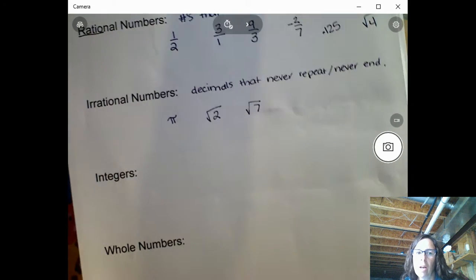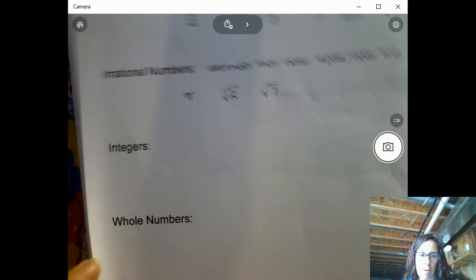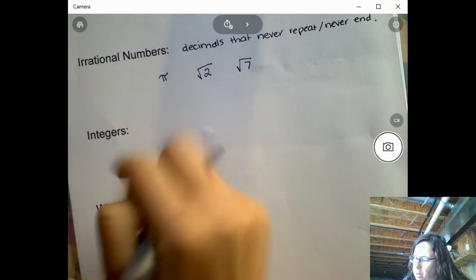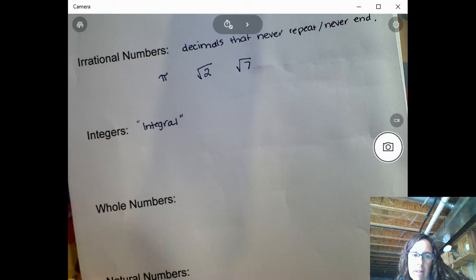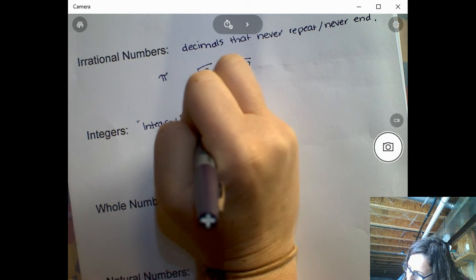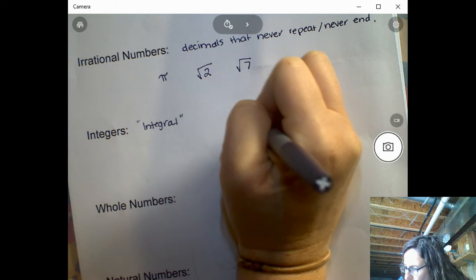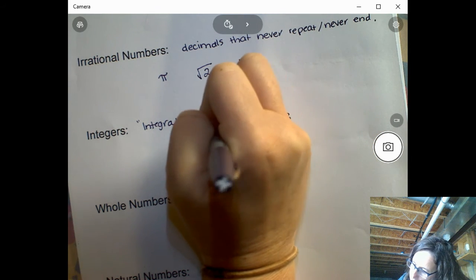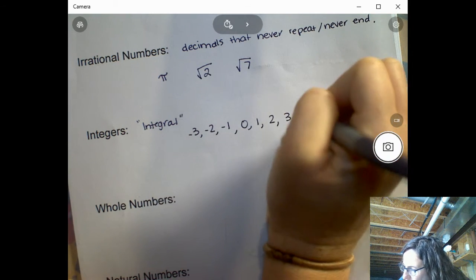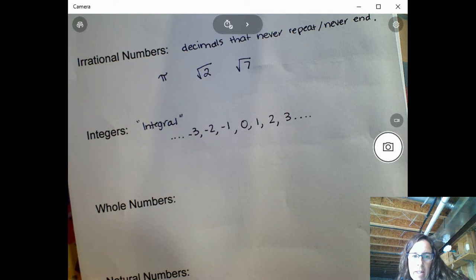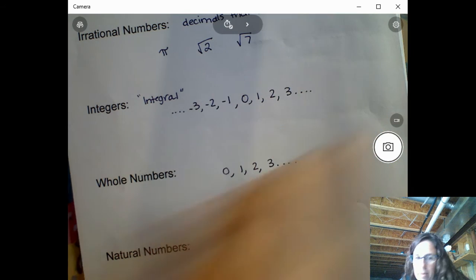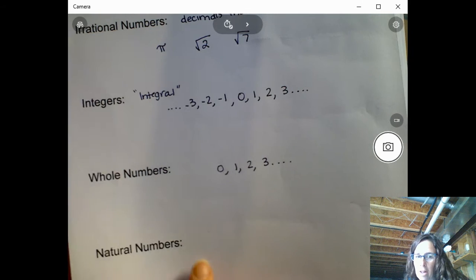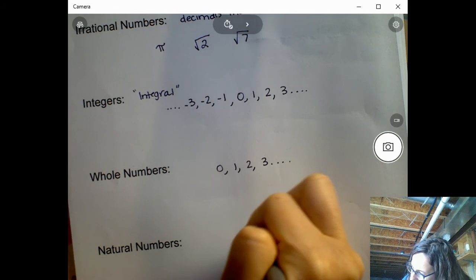Okay. Further broken down, rational numbers break into 3 groups. Integers. This is the word you'll see the most. You'll see integers, integral, like integral coefficients, things like that. Integers are positive and negative whole numbers. So if you go 0, 1, 2, 3, -1, -2, -3, and just keep going forever, those are integers. All right? Whole numbers are the integers, but starting at 0. So it doesn't include negatives. And natural numbers are the counting numbers, so they begin at 1.